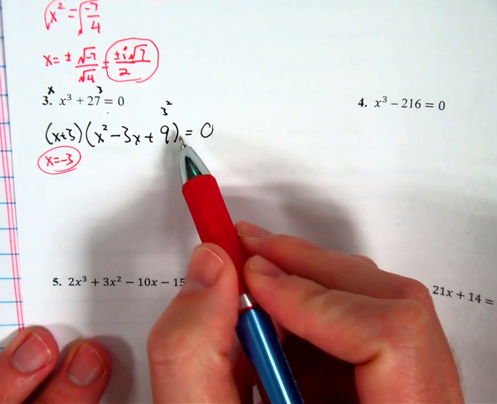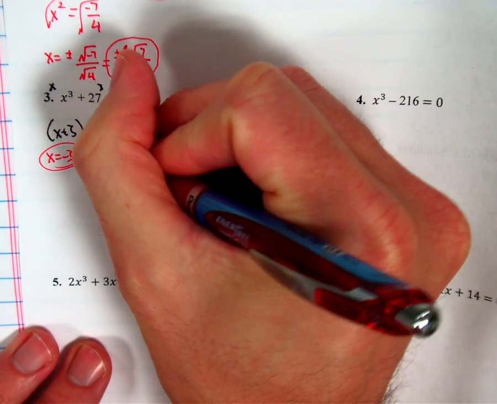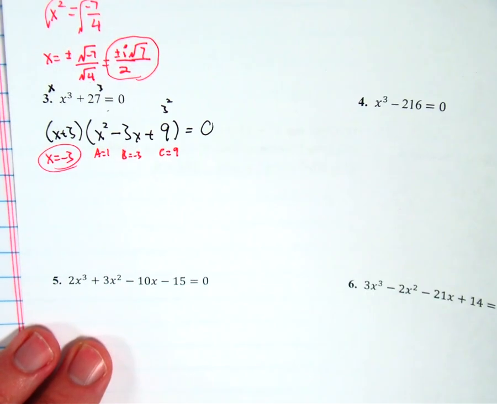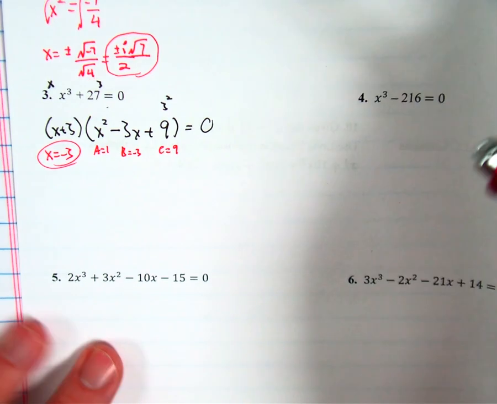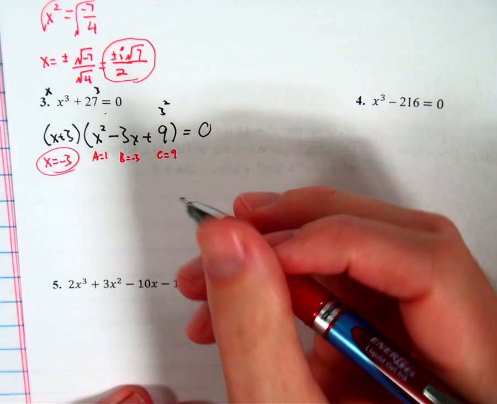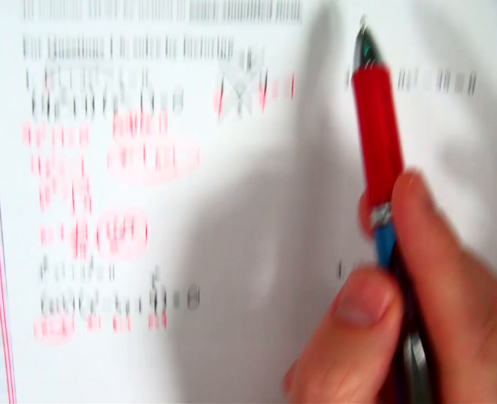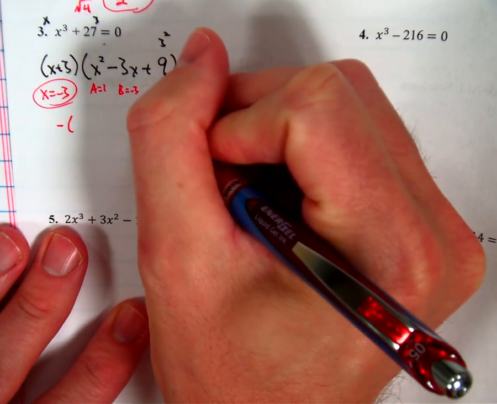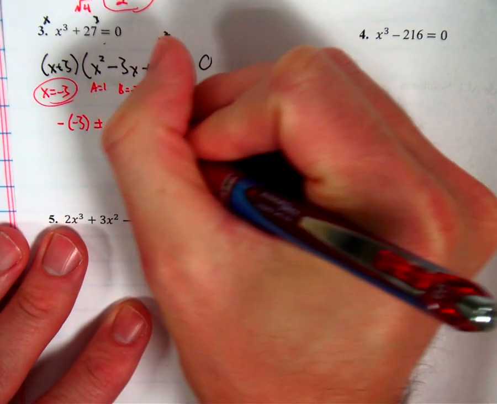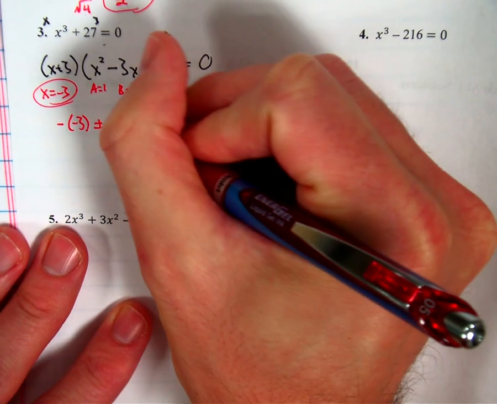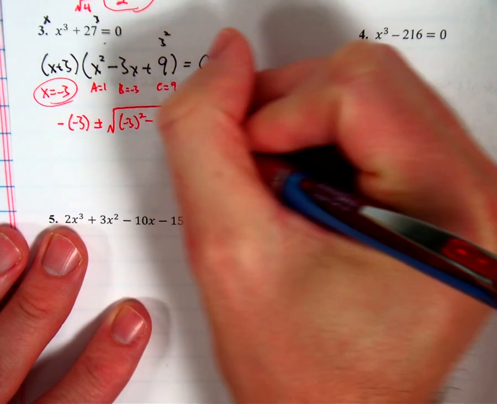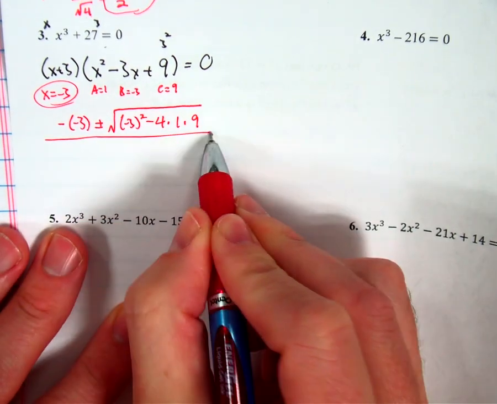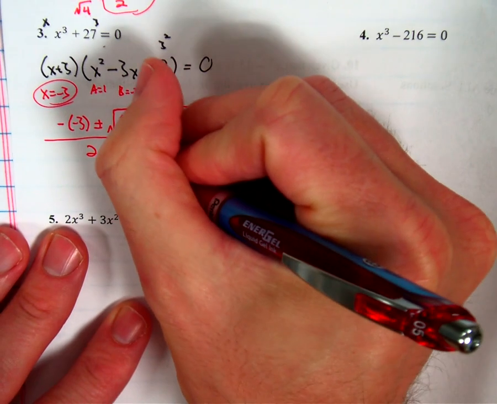We know this one is not factorable. We have to do the quadratic formula. A is 1, B is -3, and C equals 9. So when I do the quadratic formula, and again, that's up there on the top, we'll have negative of b, so negative of -3, plus or minus square root b squared minus 4 times a times c, all over 2 times a.